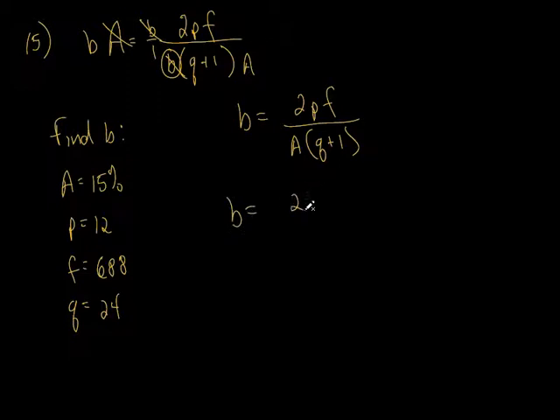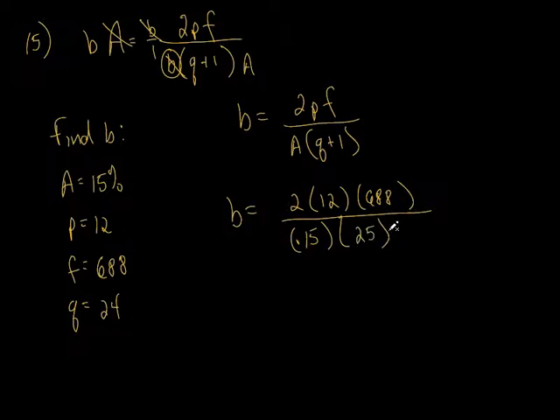So B equals 2 times P, which is 12, times F, which is 688, over A, which is, now I don't put a 15 in there. What do I put? 0.15, because it's 15%. So I put 0.15, and then Q plus 1. Well, what's Q? 24. Can you just do that in your head? Just make that 25, because 24 plus 1. Now, chuck this stuff in your calculator and see what you get. And that's all you do.